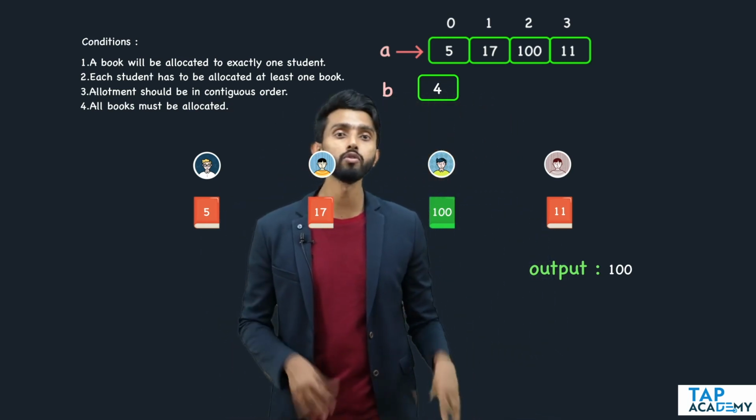How would you think of solving this optimally? Now guys, I want you to focus. This is the array given to me and let us assume that the B value is 1. Now I want you to think of it. There is only a single student.